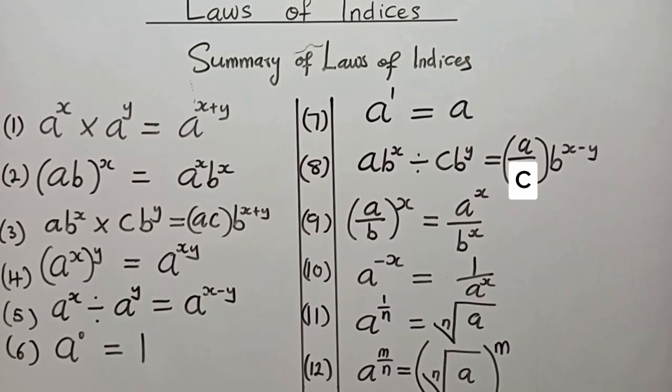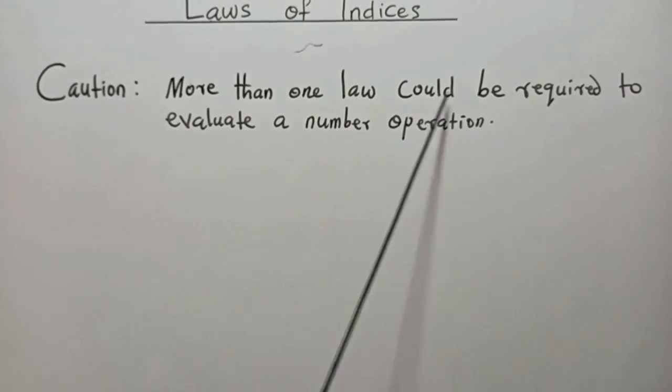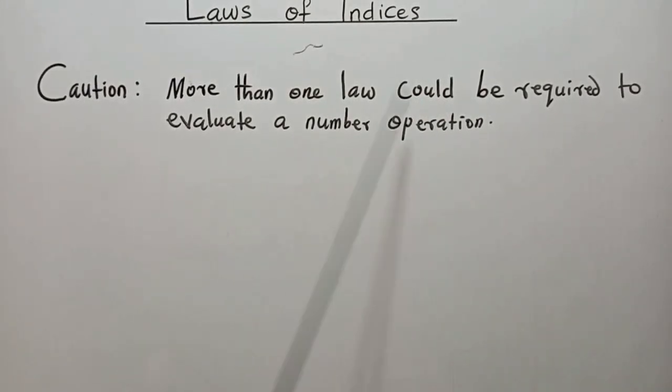In applying these laws to carry out number operations in indices, there is one caution you must take. It says more than one law could be required to evaluate a number operation. What it means is that if you want to carry out a number operation and you discover that what you need is a lot of indices, don't insist that one law will be required or will be used to evaluate it.